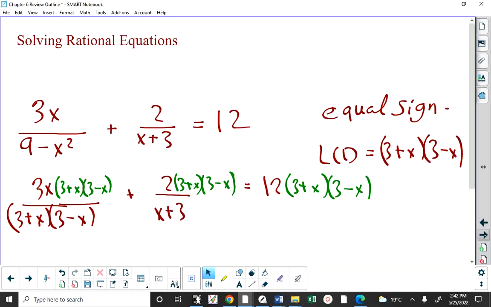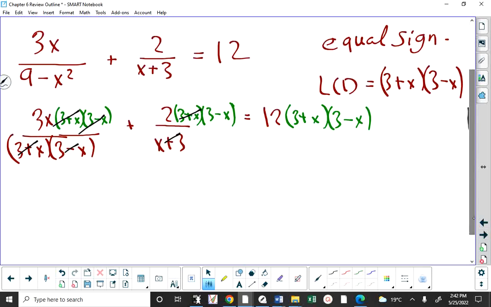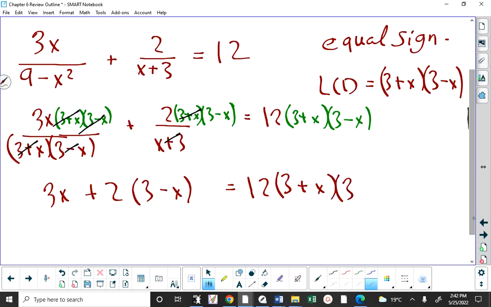Why are we putting those up there on both sides of the equation? What does that accomplish? You get rid of the denominators. So there's a big difference here, right? When you have an equation, your goal is to remove the denominators. And now you have an equation that would be 3x plus 2 times 3 minus x equals 12 times 3 plus x times 3 minus x.